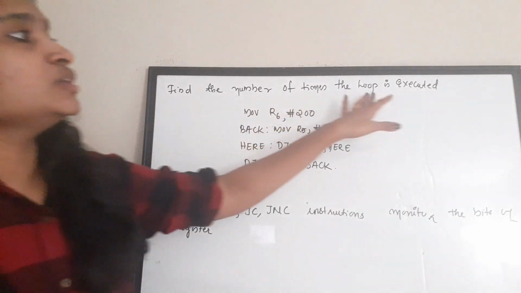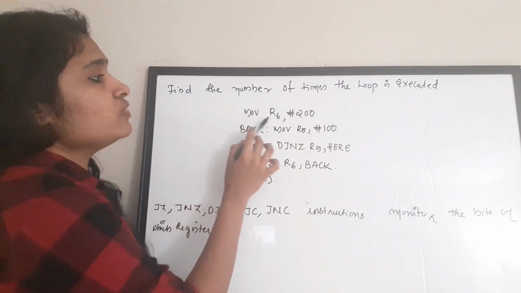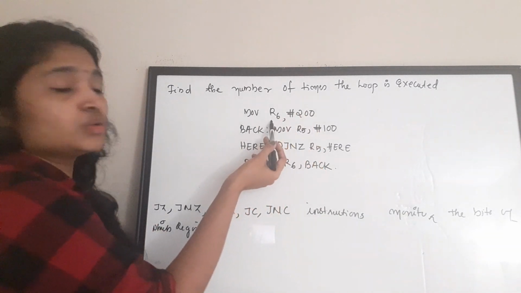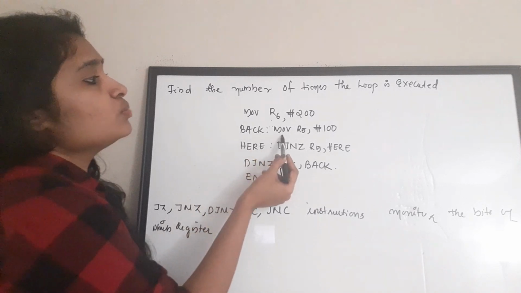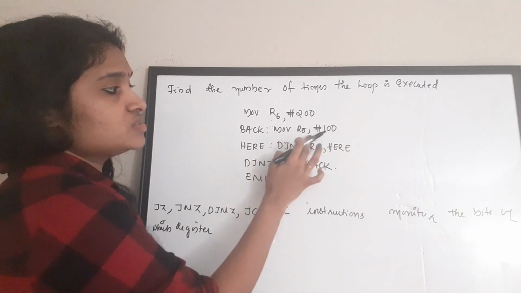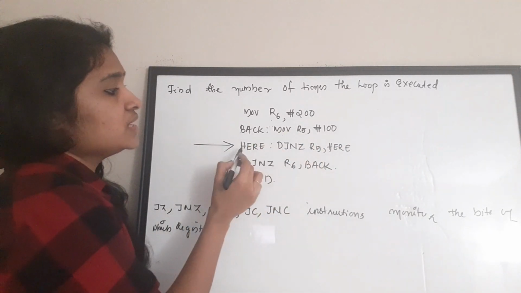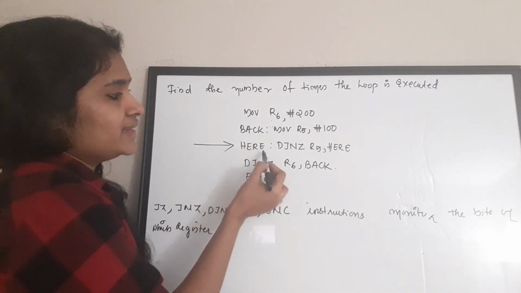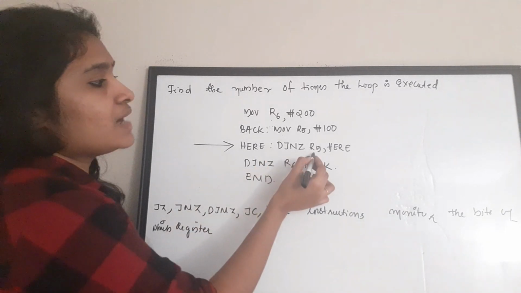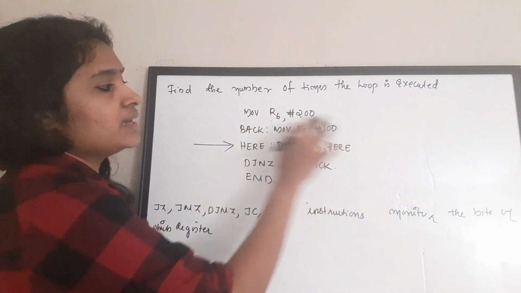Find the number of times the loop is executed. Okay, let's see what this code snippet is. MOV R6, #200 means the number 200 is stored to register R6. Then MOV R5, #100 means the number 100 is stored to register R5. Then in this instruction, here is actually a label. DJNZ means decrement and jump if non-zero. DJNZ R5, here. So this statement will execute how many times?